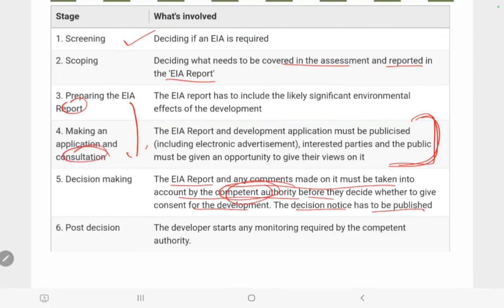And finally, post decision, the developer starts any monitoring required by the competent authority. Fine. So these are stages which are required for an effective environmental impact assessment for any project.